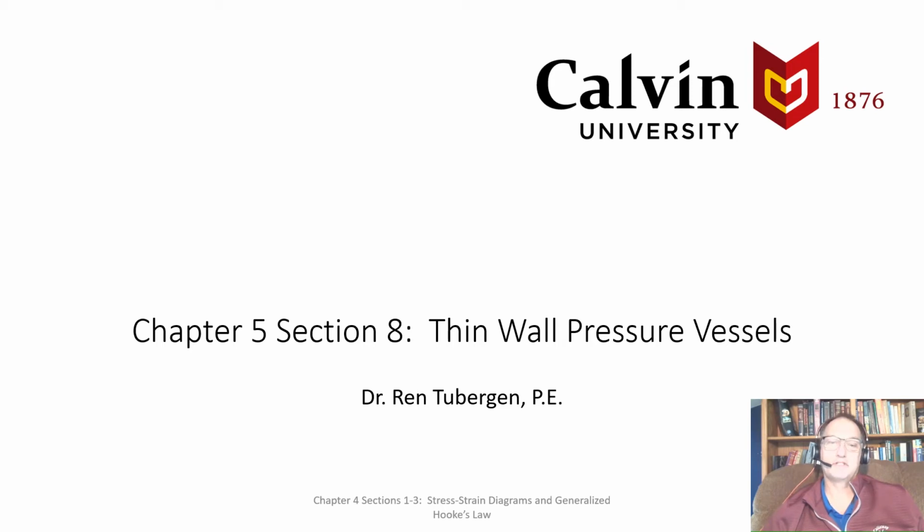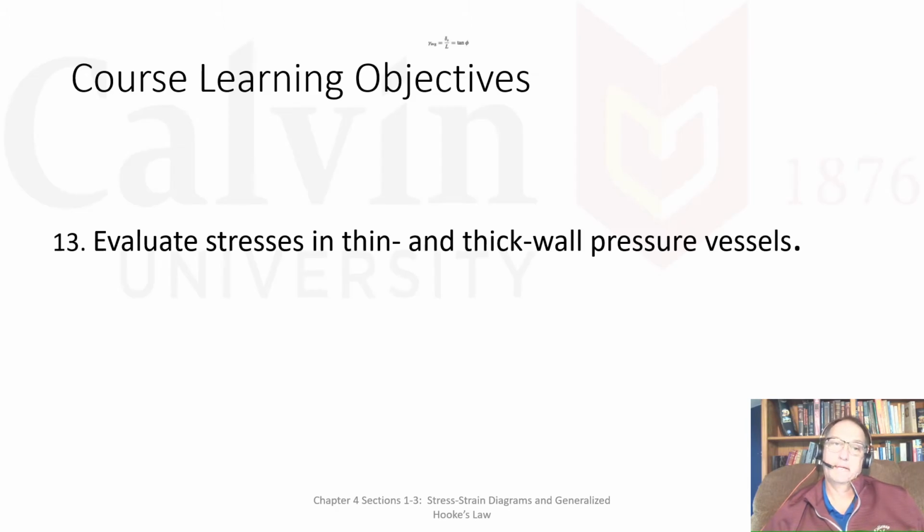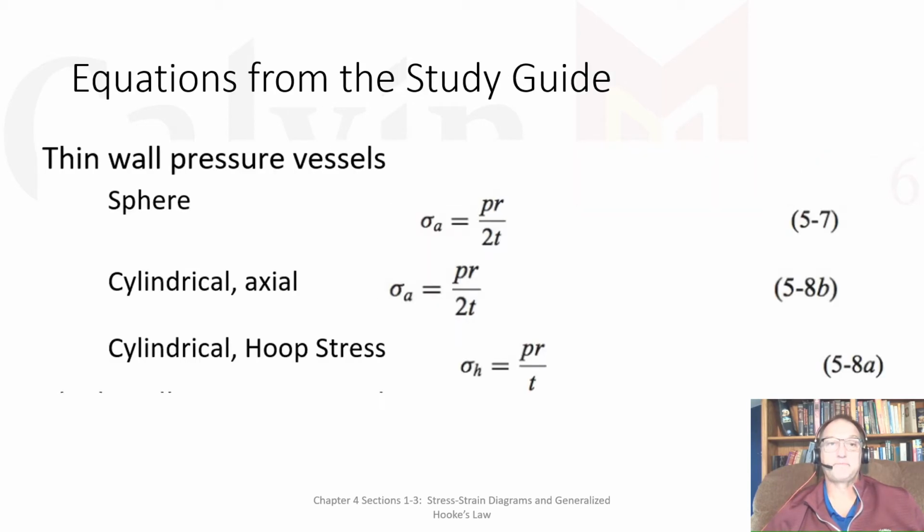Engineering 305, this is Chapter 5, Section 8. This is the first section on pressure vessels. This relates to the thin wall pressure vessels. The next section will be about thick wall pressure vessels. I tell you that because our course learning objective is to be able to evaluate stresses as thin and thick wall pressure vessels, and this learning objective applies both to this topic and to the next.